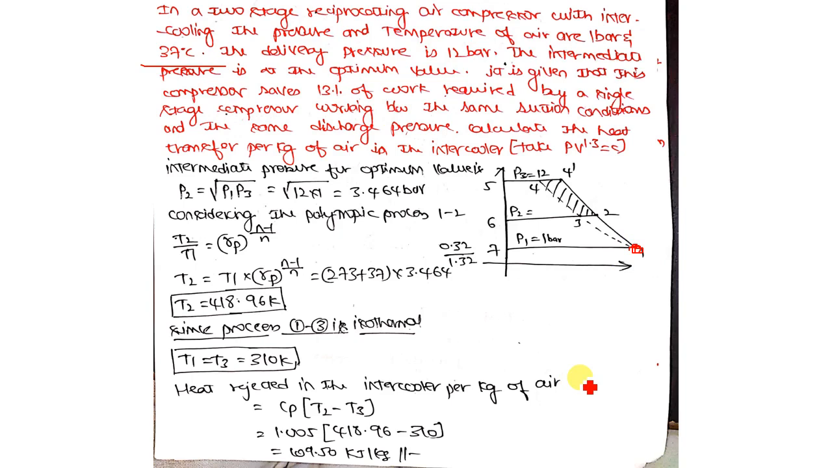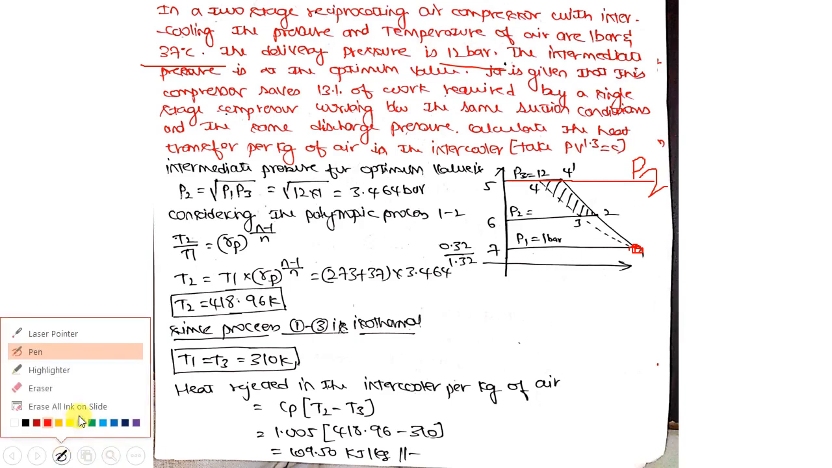Now the delivery pressure is 12 bar. So delivery pressure is the pressure at which the delivery happens, and that is given as 12 bar. The intermediate pressure is at the optimal value. The sentence is so beautiful and important. So the intermediate pressure is at the optimal level.